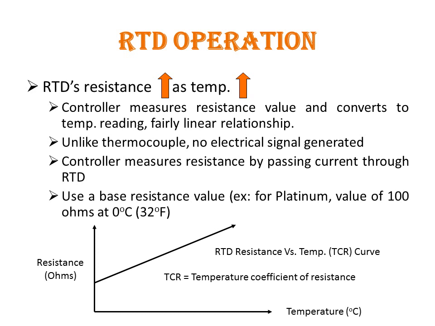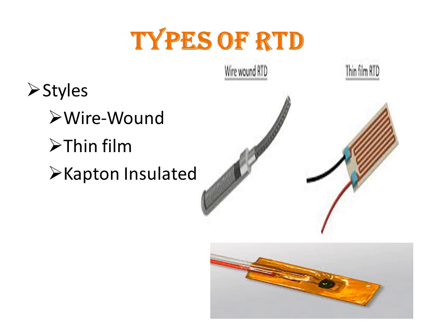So the controller measures the resistance value and converts it to a temperature reading. Unlike thermocouple, it doesn't generate any electrical signal. Controller measures the resistance by passing current through the RTD. As you can see in the graph or the curve, the resistance increases as the temperature is increasing. There are three different types of RTD: wire wound, thin film, Kapton insulated, as you can see in the diagram.